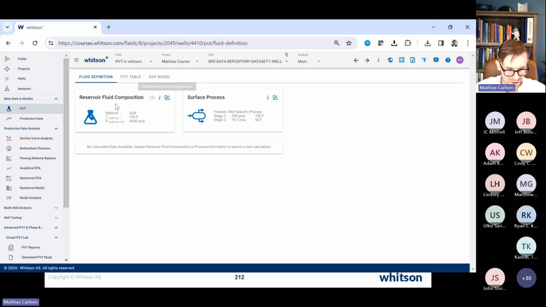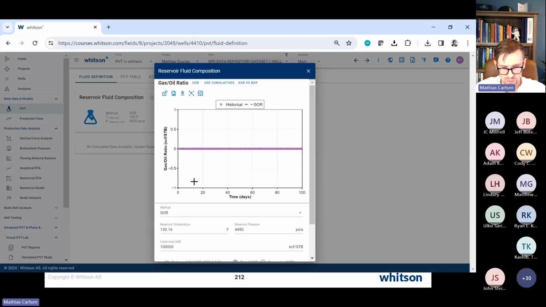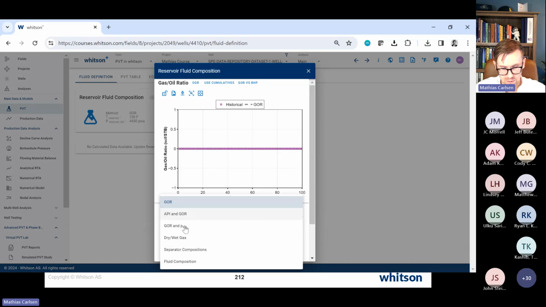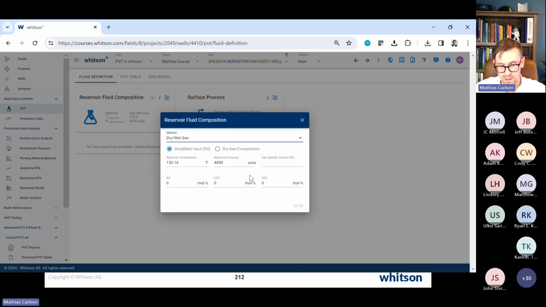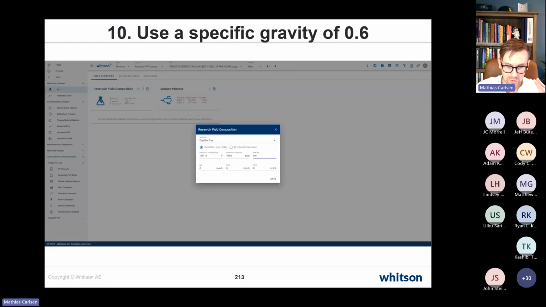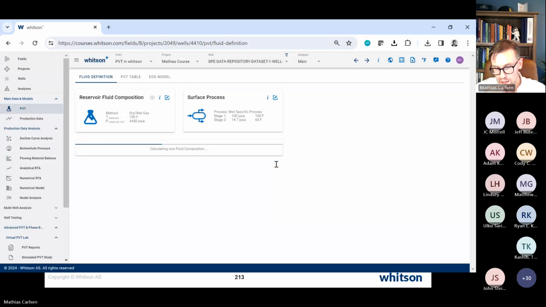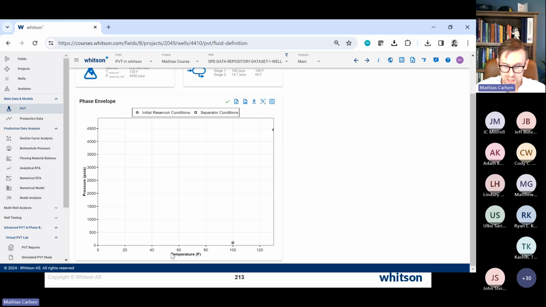But when you have a well like this that only has gas data, you can't use any of the GOR methods, etc. So you need to flip down to the dry and wet gas input, which you see here. It will ask you for a specific gravity input. So that's relevant for everybody that's dealing with dry gases. And in this case, we're going to use a specific gravity of 0.6. And what you'll see is you get a phase envelope like this.